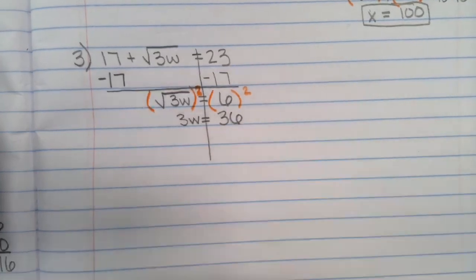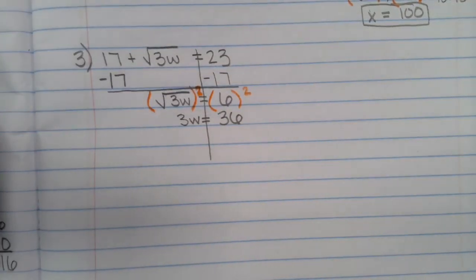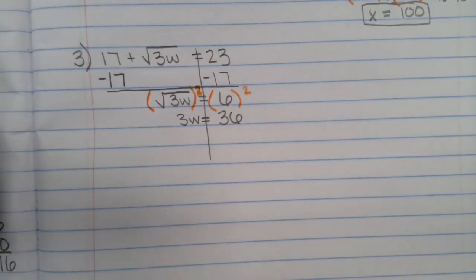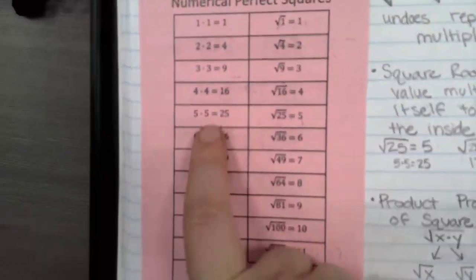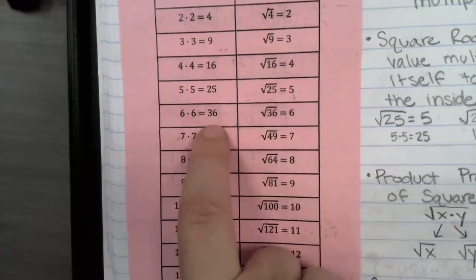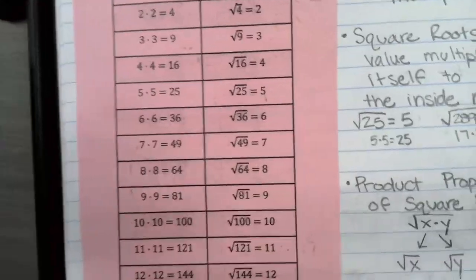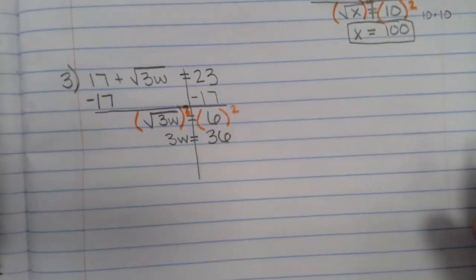Good. If you weren't sure, you could always use your calculator. Otherwise, if you're not sure, you can use your pink sheet. Go back to your pink sheet, and that's on this first side here, where you see 6 times 6 is 36. So if that's struggling, you look at this first side. It has the squares.